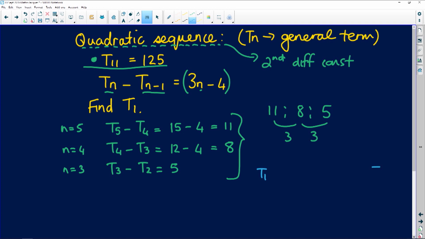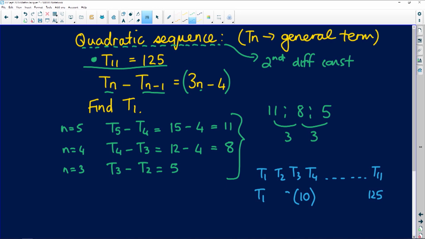Okay, so let's see. From term 1 to term 11, there's 1, 2, 3, 4, up to term 11, which is 125. To get to term 1, we've got to take this 125 into consideration and the number of terms between 1 and 11. There's 10 terms there, and each term differed by 3. Okay, so to get from 125, I've got to work backwards. Let's see what it is. I've got to work with the 30.